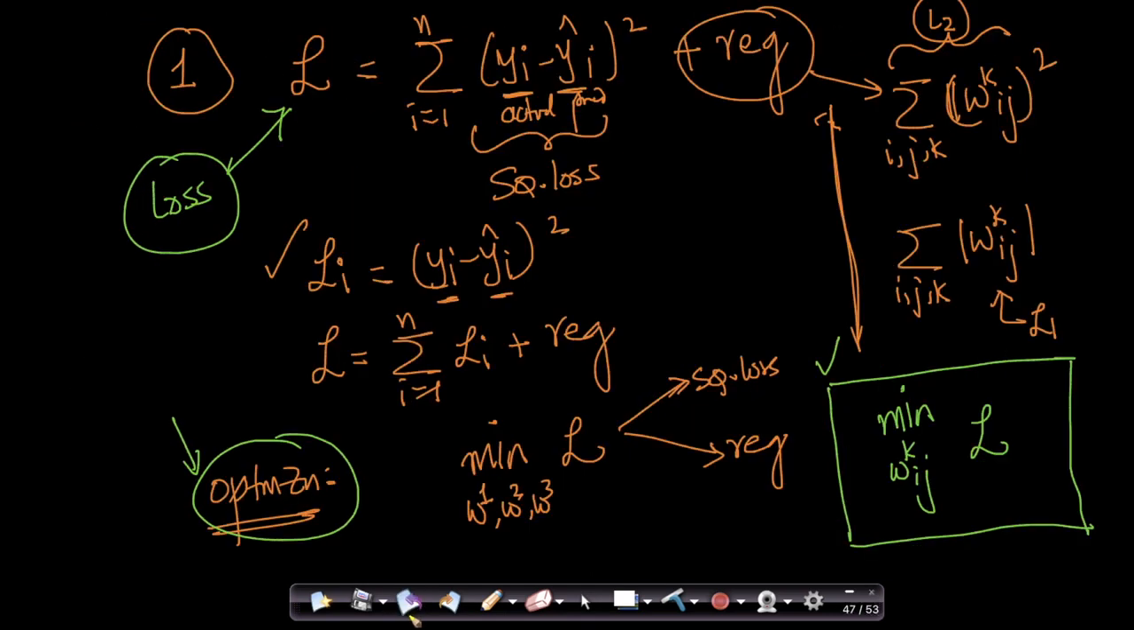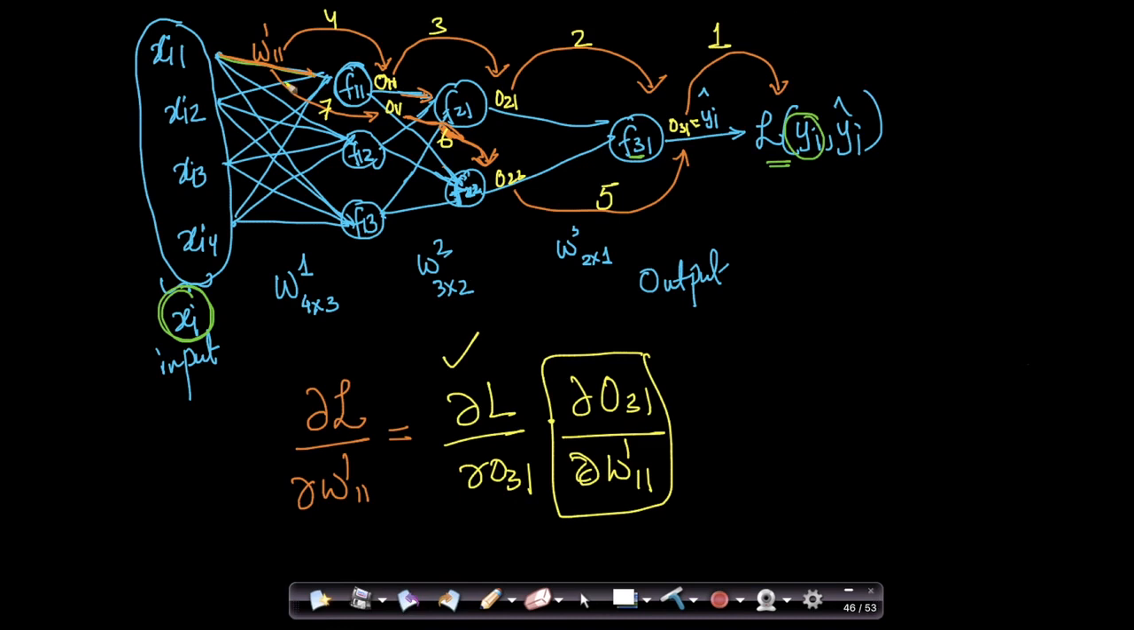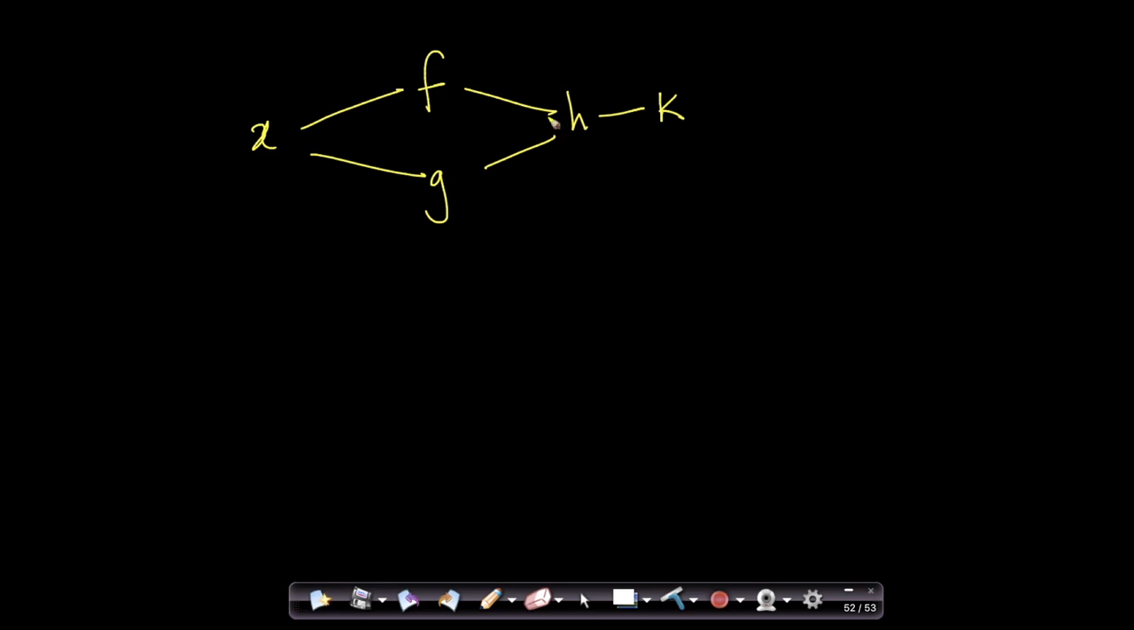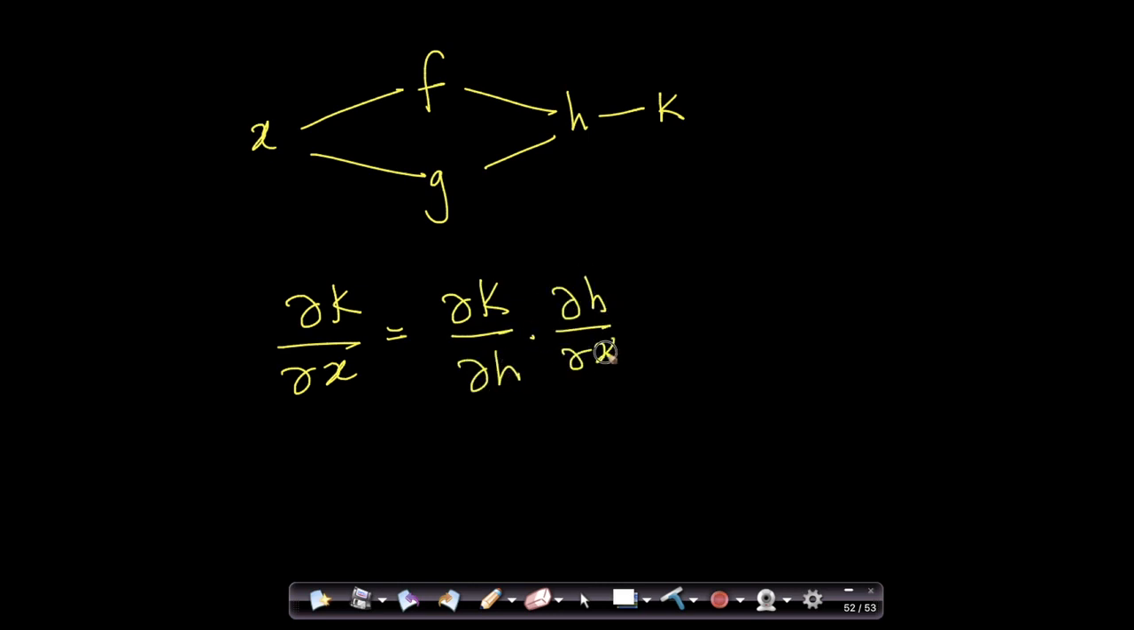Because if you notice the structure in the graph here, the paths diverge here, but then from here onwards it's the same path. Which is exactly what we have here. In this diagram, the paths are different till here, but here the paths converge. In this case, what is derivative of k with respect to x? Let's ask that question. It is derivative of k with respect to h and derivative of h with respect to x.